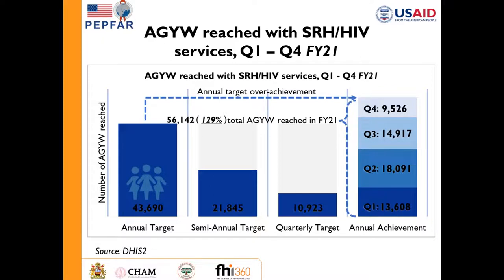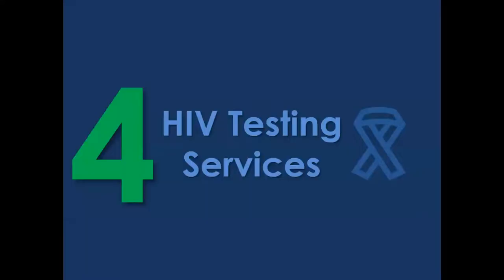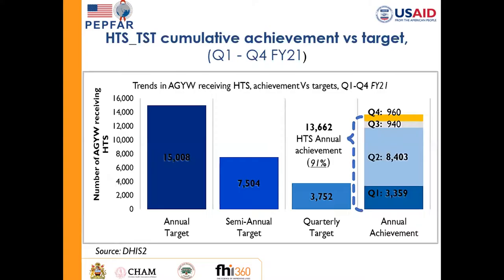from 13,608 as of Q1 of the year to a total of 56,000 as of Q4 in FY21. Furthermore, out of those adolescent girls and young women that were reached with these SRH as well as HIV services, looking specifically at adolescent girls and young women who accessed the HIV testing services, our annual target was 15,008 in accessing HIV testing services as of end of the year.